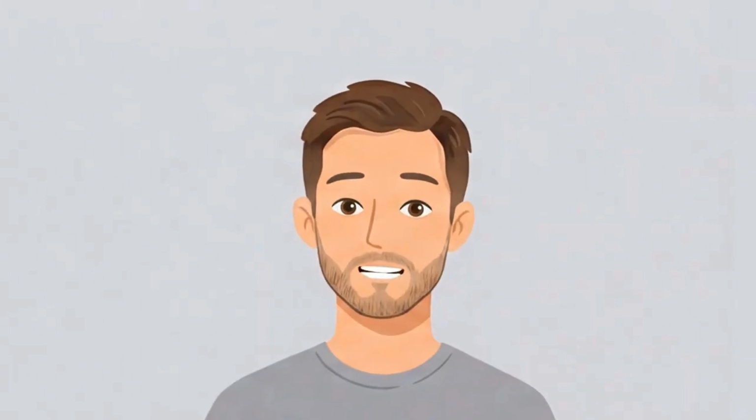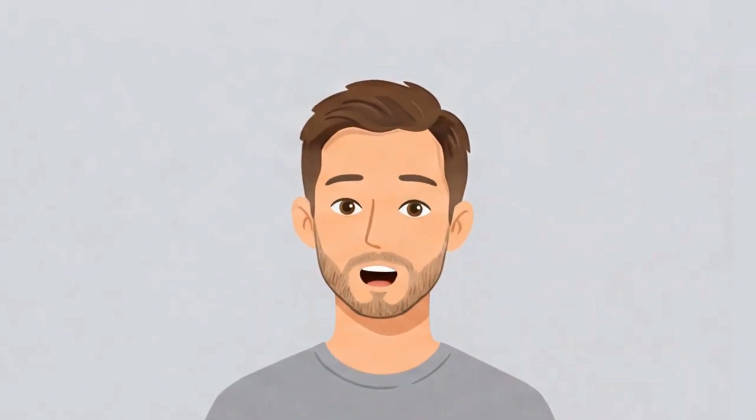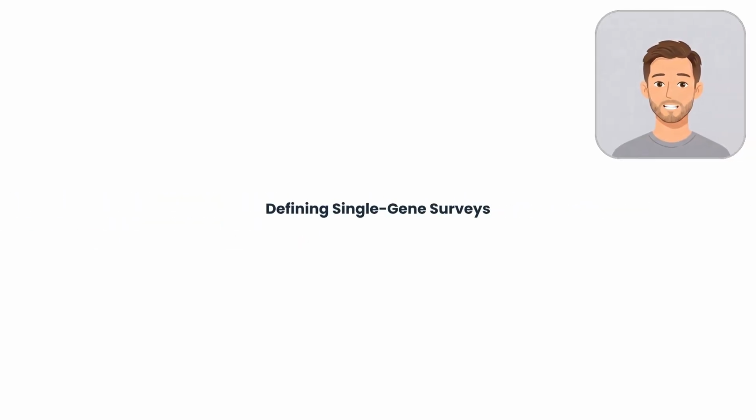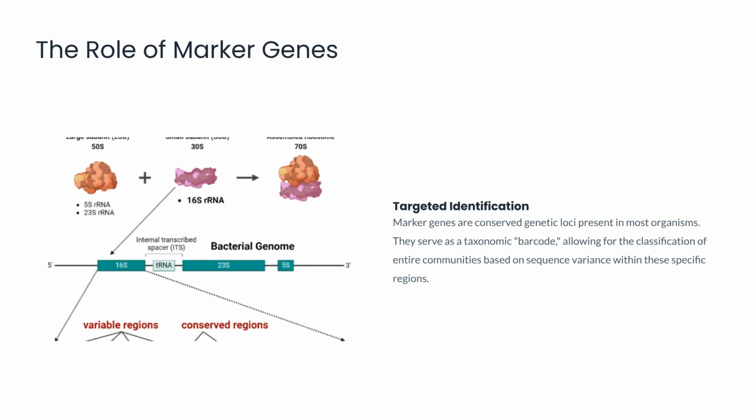Welcome to this video on the single gene survey, where we will explore the marker gene approach in metagenomic analysis. We begin by defining single gene surveys, which are a focused method within metagenomics. Marker genes are conserved genetic loci that act as taxonomic barcodes. They allow us to classify entire microbial communities based on sequence variants within these specific regions.